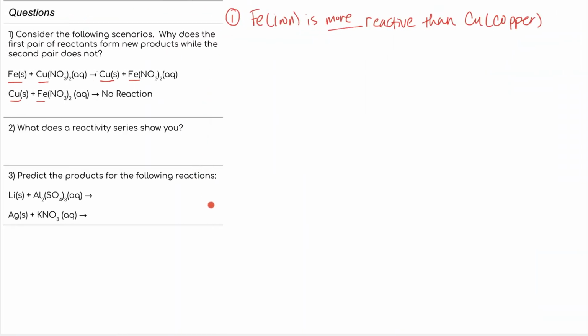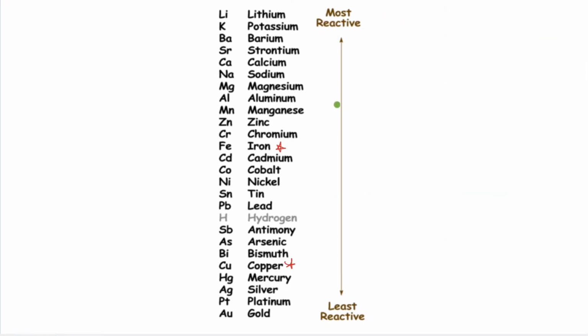So for number 3, let's try to apply what we just learned about the reactivity series. In scenario 1, we're trying to see whether solid lithium and aqueous aluminum sulfate will react. So the first thing we have to check on the reactivity series is we have to compare the relative reactivity of our metal atoms, right? Lithium and aluminum. So on the list here, whoa, lithium's way at the top. Okay, so that's going to be kind of hard to beat. And then aluminum is sort of down here.